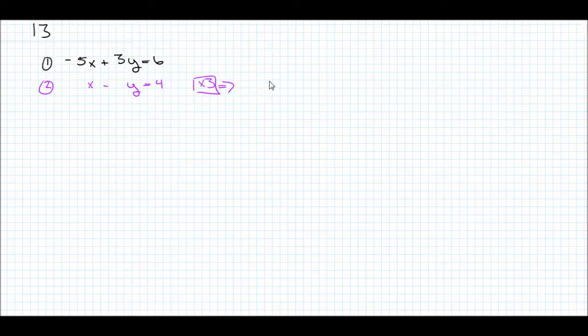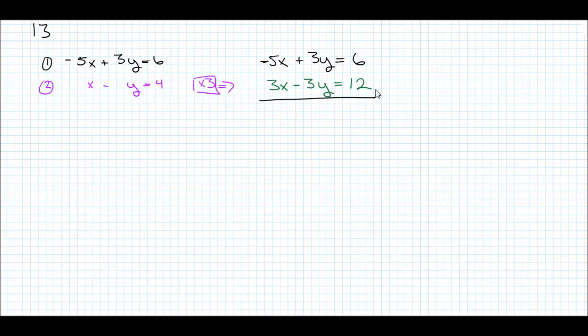3 times x is 3x minus 3 times y is 3y equals 4 times 3 is 12. We're just going to rewrite the first equation to match up the coefficients. Negative 5x plus 3y equals 6. So now we can just add these up.